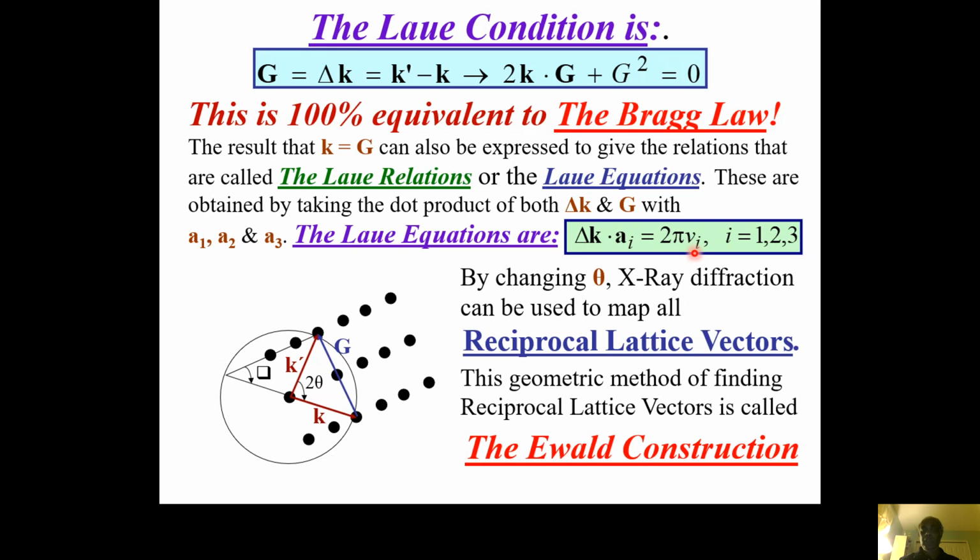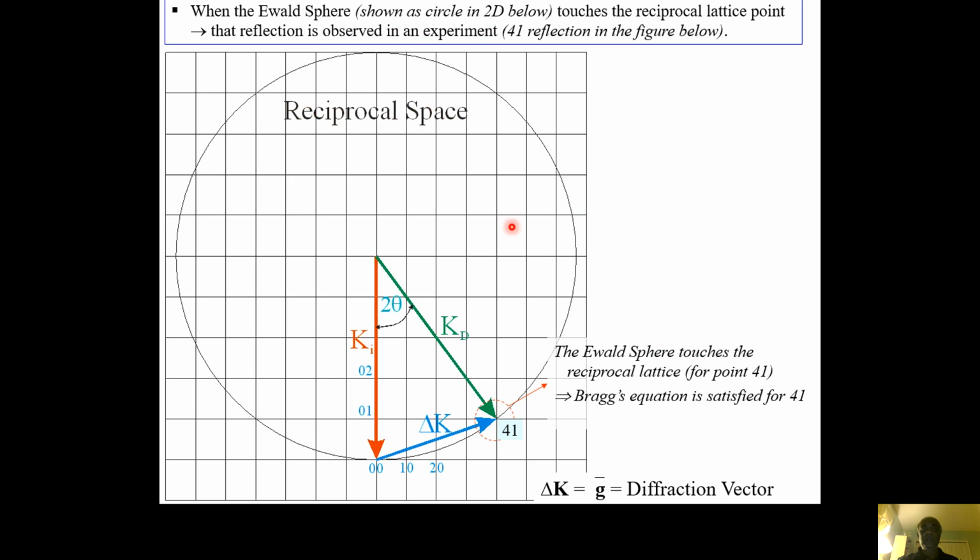Okay, so here is one simple example. If I have this K incident wave, this is my reflected or scattered wave. So this is delta K, right? That will be G for the Laue condition. If you calculate, you have 1, 2, 3, 4, and 1. This is the 4, 1 plane, right? This reflection is coming from the 4, 1 plane.